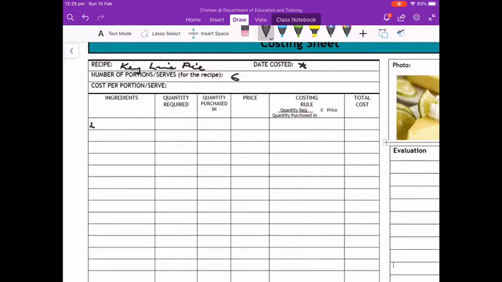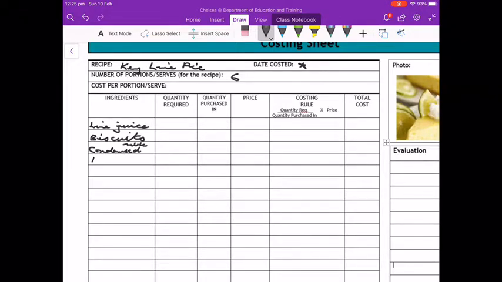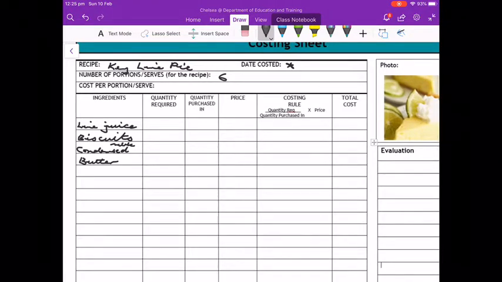I'd start by listing my ingredients. I need lime juice, I need biscuits for my base, I need condensed milk, and I need butter. I'm going to start with the quantity that I require for the recipe. Now I need 120 mils of lime juice, I need 1 packet of biscuits, I need a tin of condensed milk, and I need 125 grams of butter.